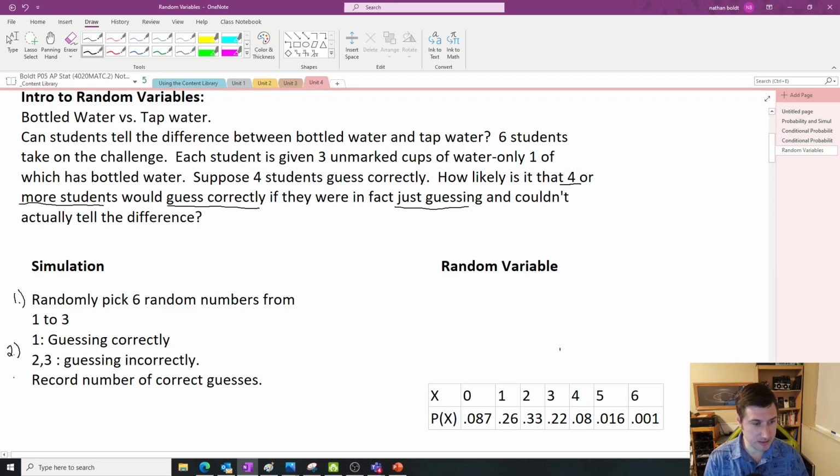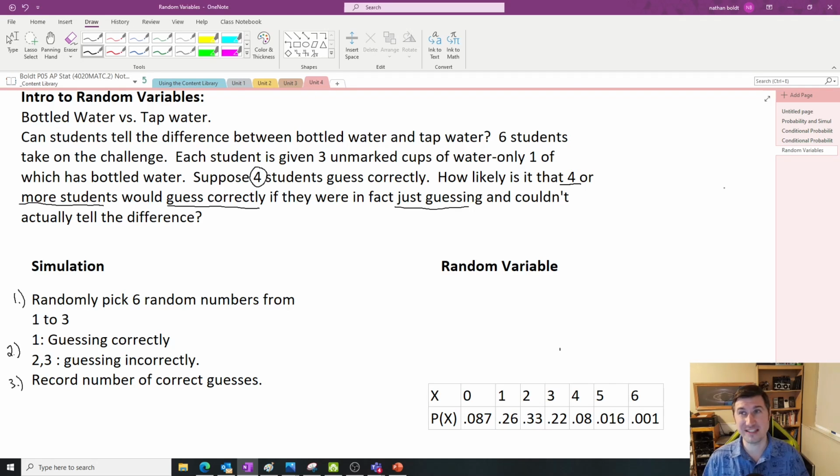And then always say what you're going to record in a simulation. Record the number of correct guesses. And then we would see how likely is it that 4 people would get the correct answer just by guessing. If it happened a lot in our simulation, well, then it's very possible they were just guessing and we don't have evidence that they can tell the difference. But if we never get 4 people guessing correctly in our simulation, well, that does give us evidence that they can tell the difference, because that outcome is not going to happen by chance alone.